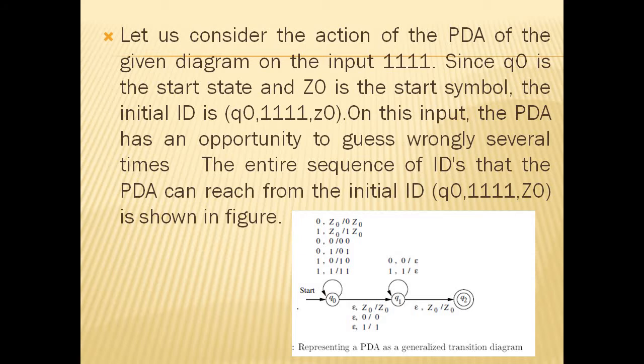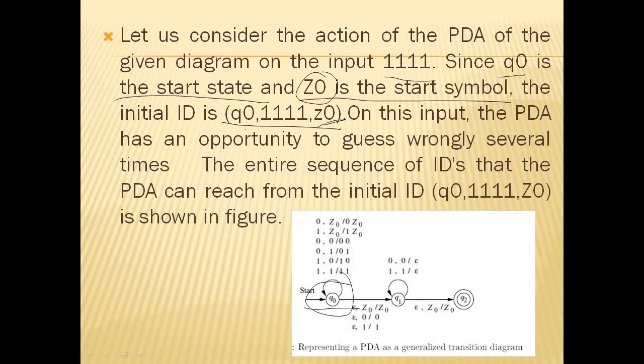So here we took the example like input is 1111 since Q0 is the start state. Q0 is a start state and Z0 is a start symbol, generally the empty stack will be represented by Z0, the start symbol of the stack. So the initial ID will be like this: Q0 is the state, 1111 is the input, and Z0 is the stack content. Stack contains only Z0 now.